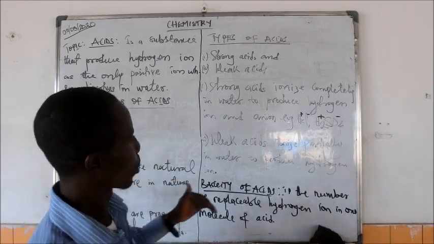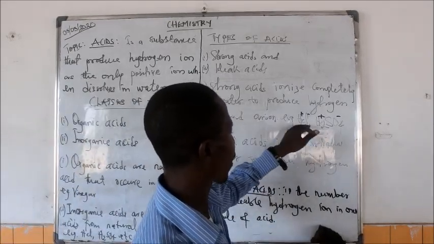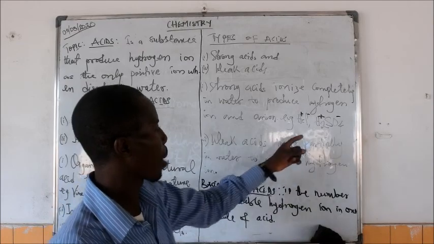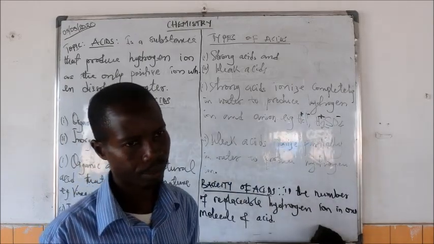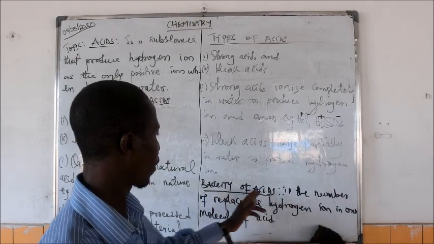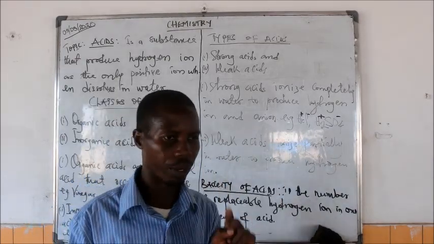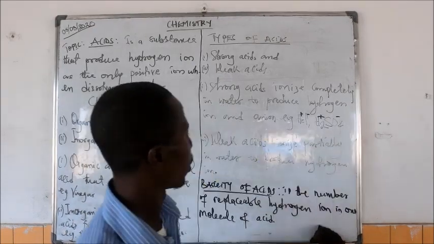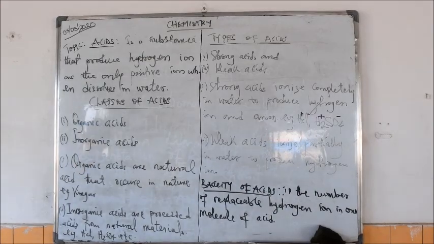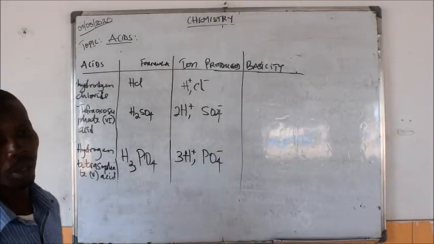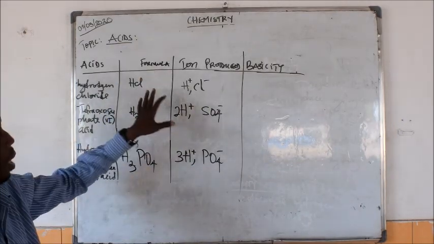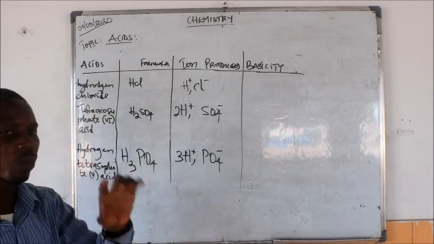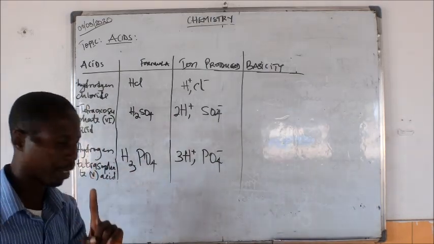Then I was saying something here that we have cation, we have anion. This basicity is the one that's going to show us how we come across cation and anion of the acid. And basicity of acid is the number of replaceable hydrogen ion in one molecule of acid. For example, when you have HCl, we are going to determine the basicity of the following acids and some others. Okay, from what we have on the board, I will show you how we can derive our basicity. Are we together?